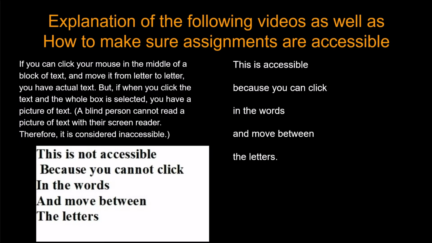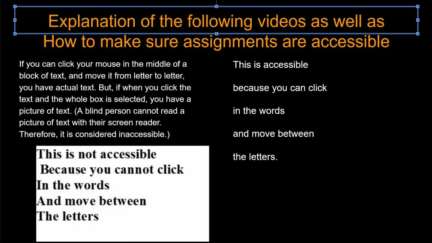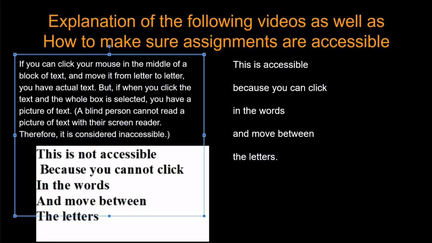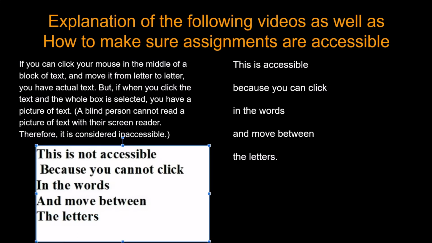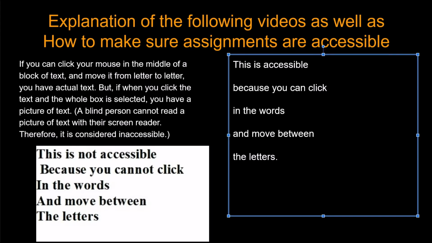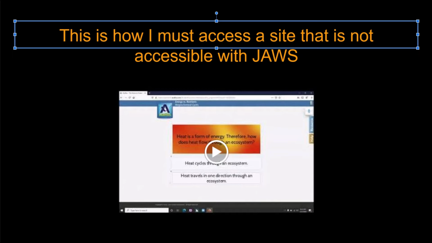Page down. Document content. Explanation of the following videos as well as how to make sure assignments are accessible. This is accessible because you can click into words and move with letters. If you can click your mouse in the middle of a block of text and move it from letter to letter, you have actual text. But if when you click the text the whole box is selected, you have a picture of text. A blind person cannot read a picture of text with their screen reader. Therefore, it is considered inaccessible.